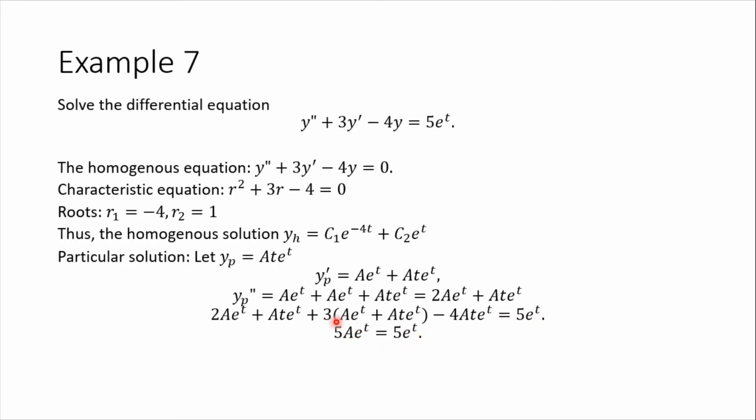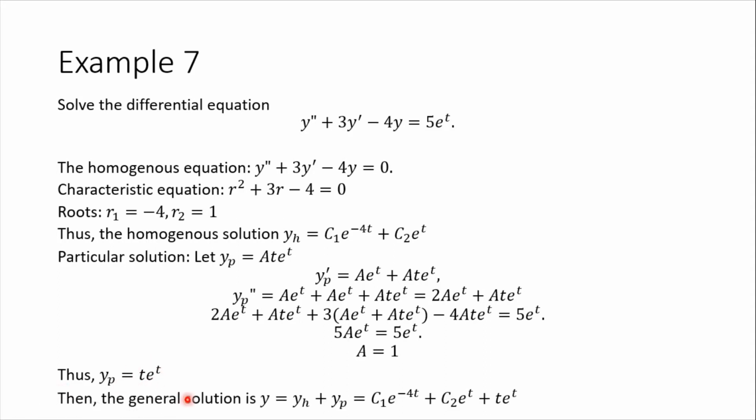Left hand side should be equal to the right hand side, and of course 5a is equal to 5. And in this case we have a is equal to 1, right? Put it back into yp, we will get the particular solution, which is just 1 times t times e to the power of t. Okay, and if we add it to the homogeneous solution, we will get the general solution.